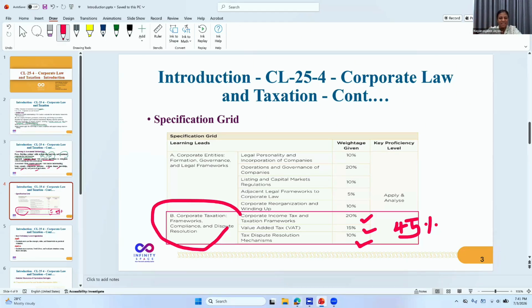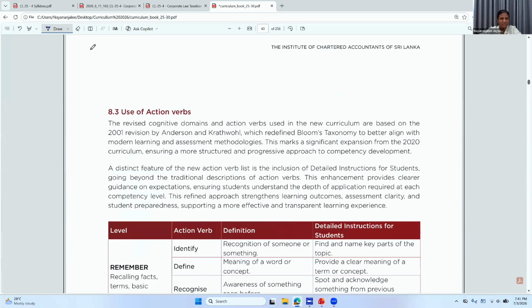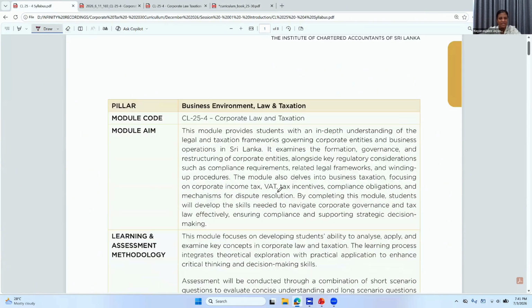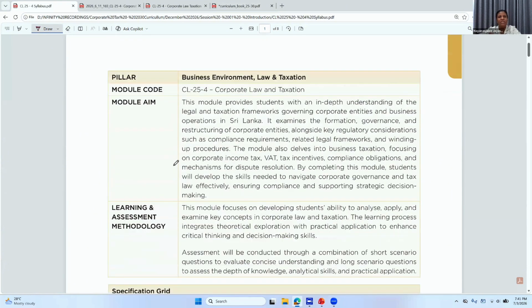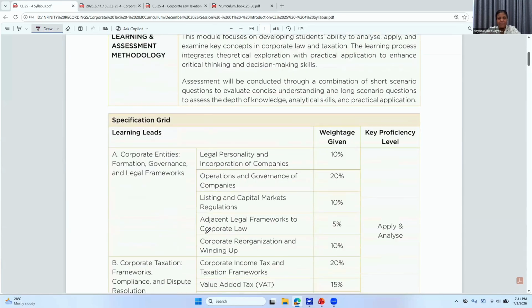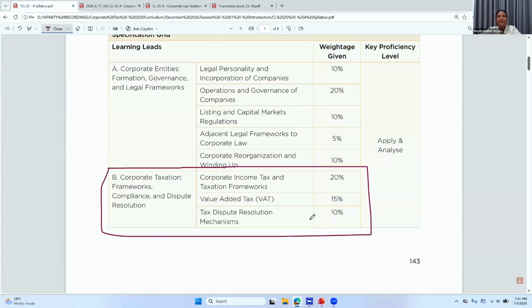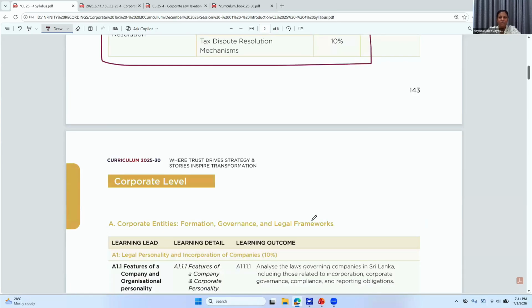Now let me directly come to your curriculum, which is in your syllabus. This is your total syllabus, your pillar, business environment, law and taxation. For all of these, the module name, learning and assessment methodology has been explained. This is your learning grid. Then we are here now, and under this learning grid I need to come to the particular topics which you have to learn.